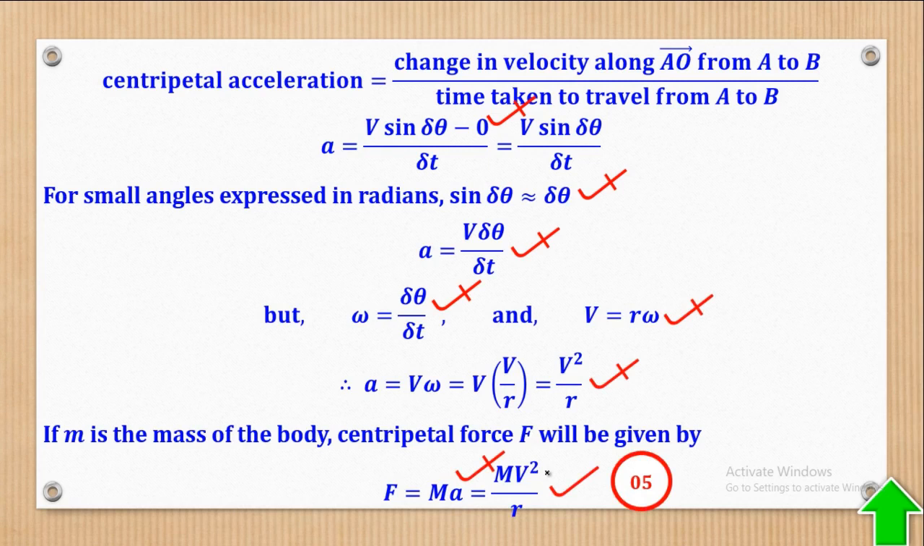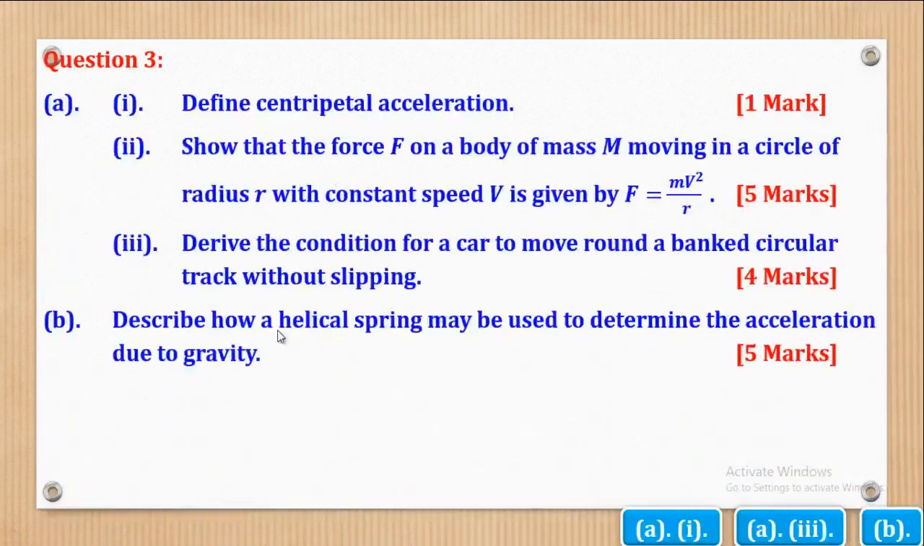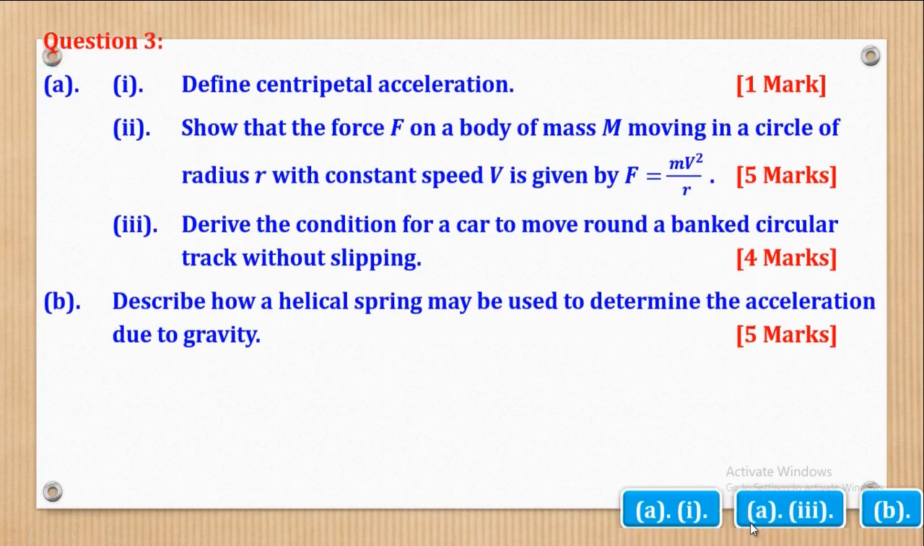So that is how marks would be awarded. So that was Roman 2. Now we shall go to part A, Roman 3. Roman 3 says, derive the condition for a car to move round a banked circular track without slipping. So slipping is the same as skidding.